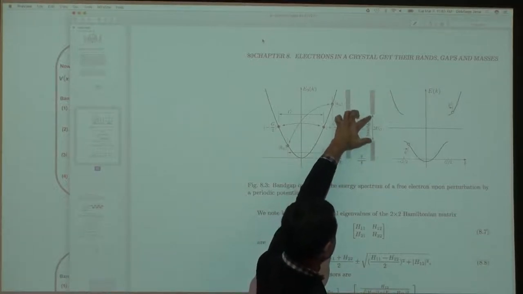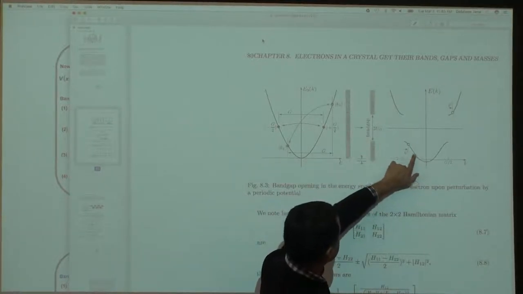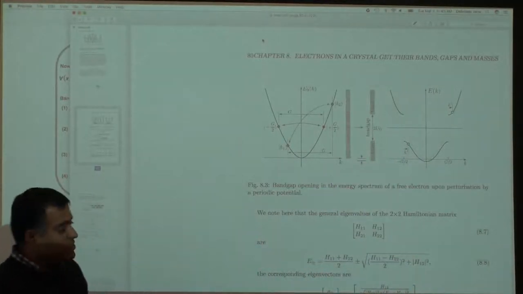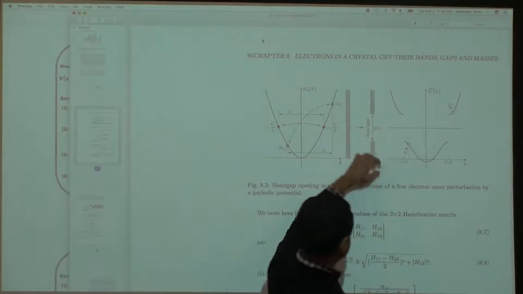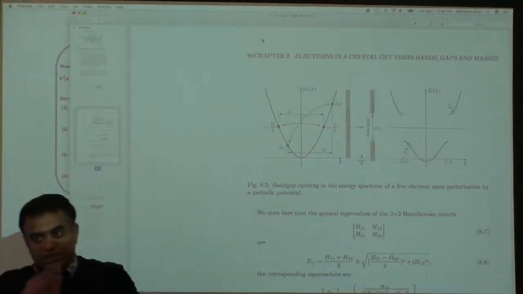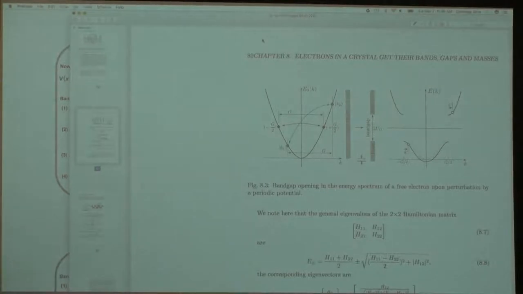So essentially, there's a gap. There are continuous states here like that, and then again continuous states over there. Right. So now your energy spectrum of the electron has developed bands and gaps and bands and so on. And this will repeat, not periodically, but it will repeat in the energy space.